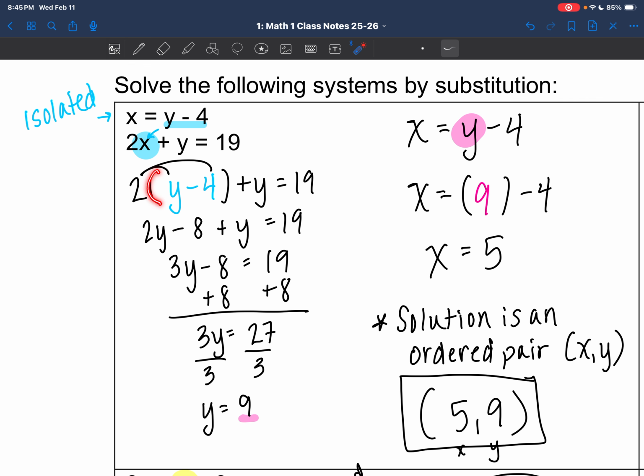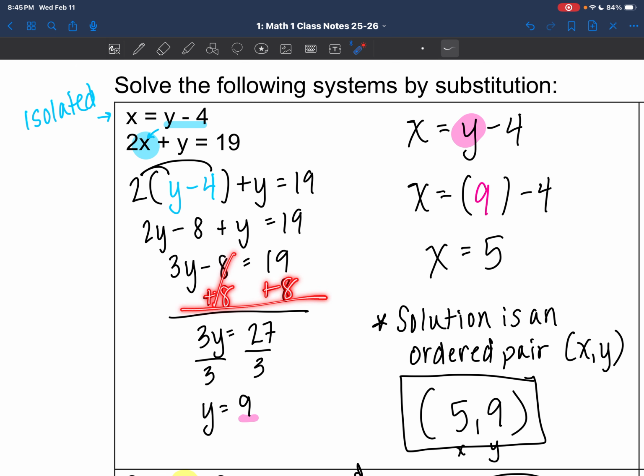So remember, whenever you do substitution, always put parentheses around it. And now that I have y minus 4 instead of x, I'm going to distribute the 2. And then I've got 2y minus 8. Don't forget to bring down the rest of the equation. And now we're going to combine like terms and then bring down the negative 8. So now we need to move this to the other side by doing the opposite.